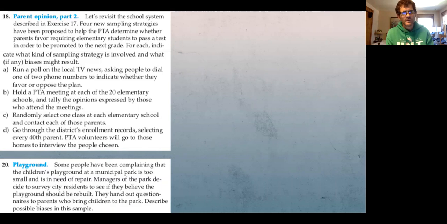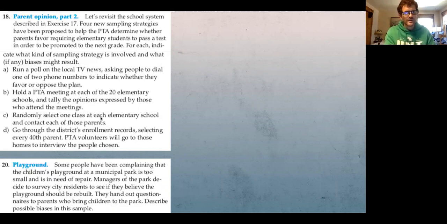Well, if you look at that, and hopefully you're answering this simultaneously at home, I would say this is voluntary response sampling, and you are very likely to get undercoverage bias and non-response. Kind of both of them. People who don't watch the TV news aren't being included, and people who just aren't very passionate aren't going to participate. Hold PTA meetings at each of the 20 elementary schools. Again, this is going to be voluntary response because only the people who are passionate are showing up to PTA meetings. So you're missing out on a large population.